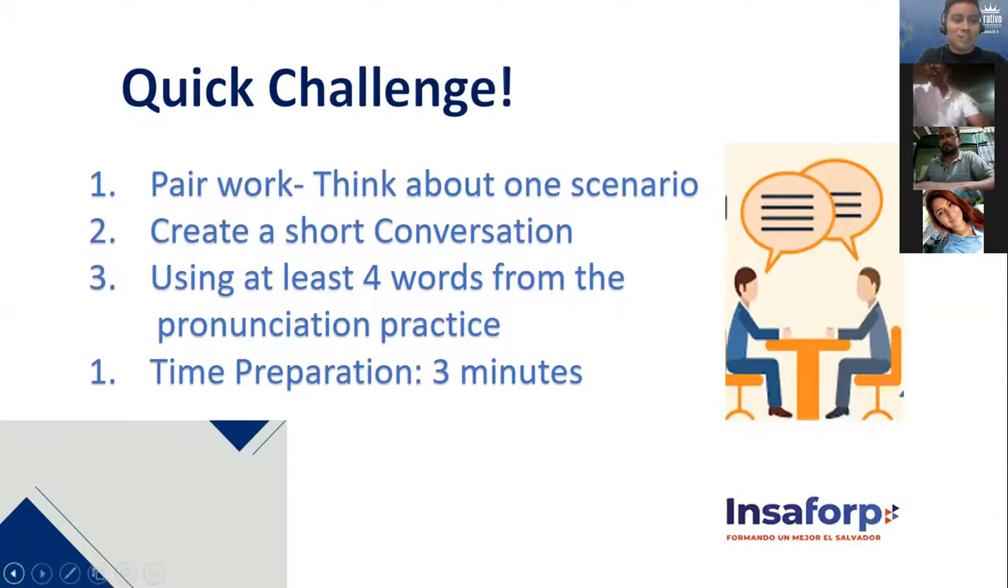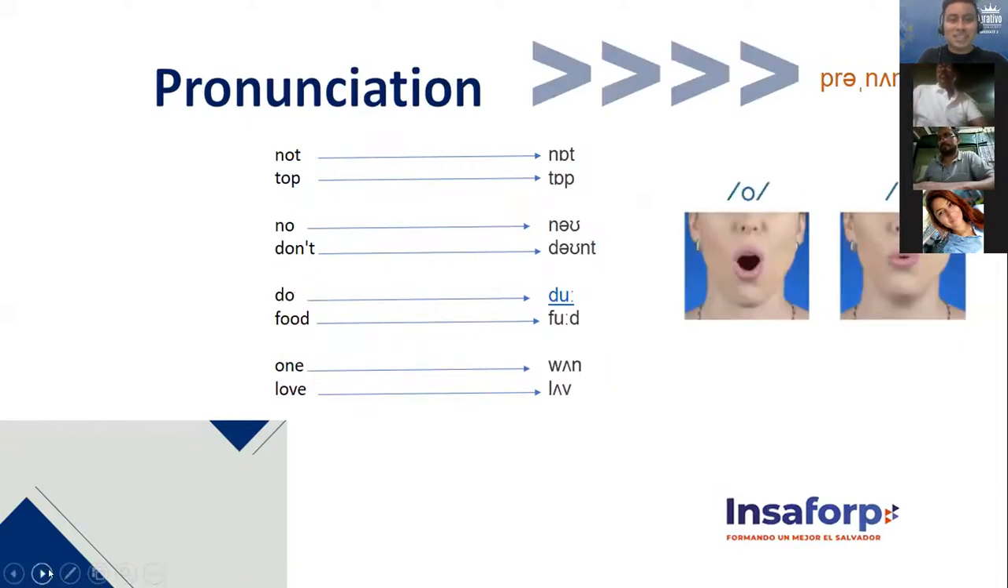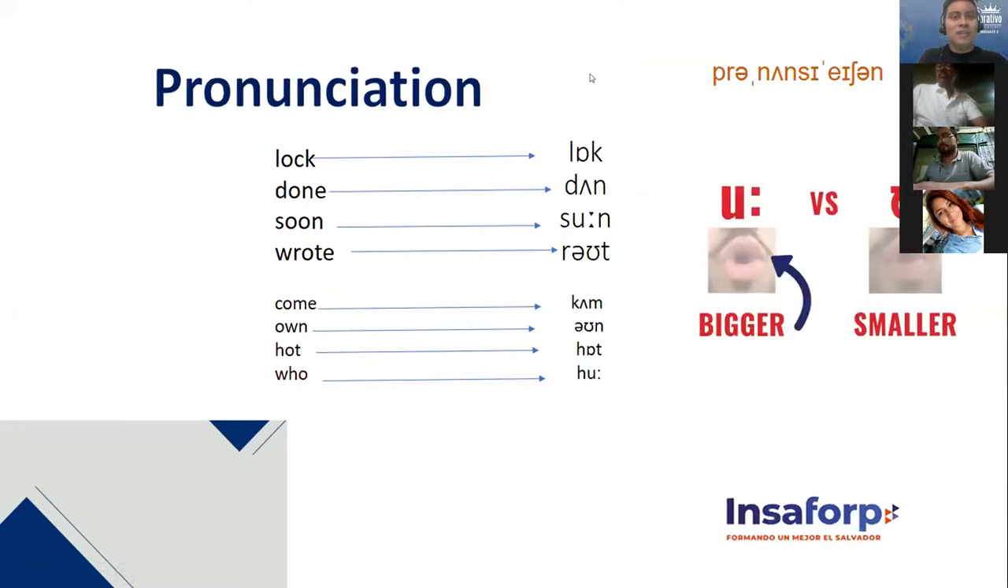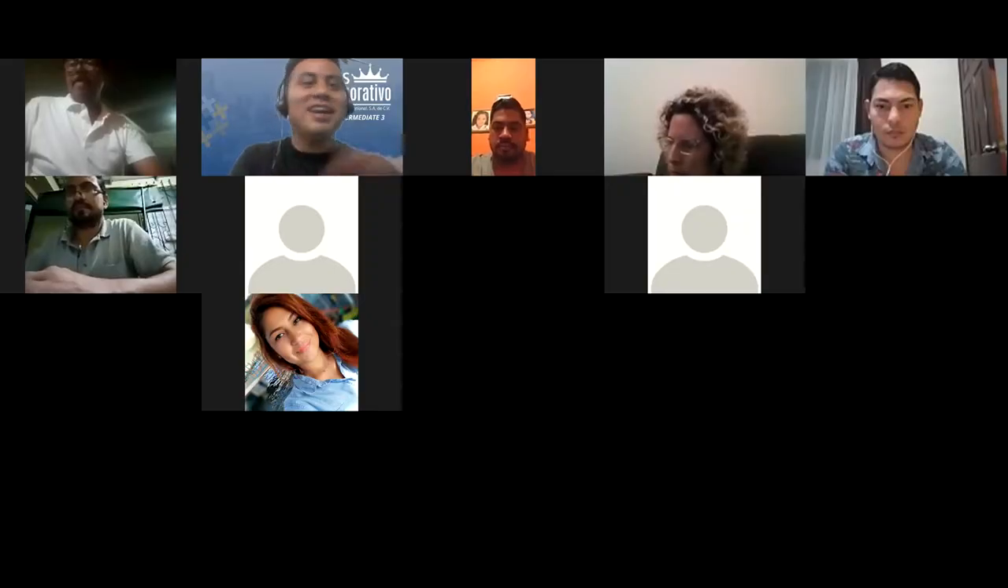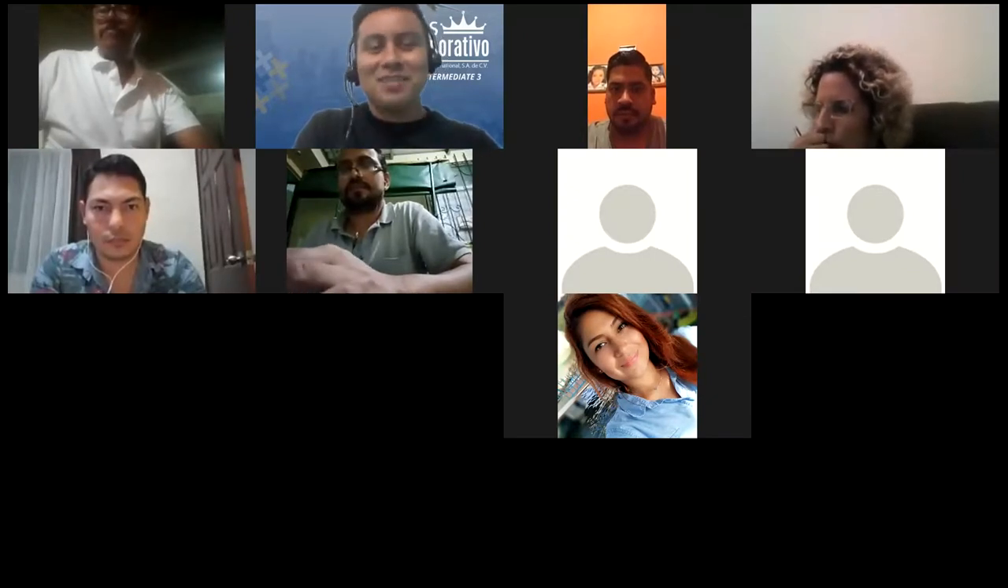So from these, choose only 4 or maybe more and use them in a conversation, however you name it. I'm going to give you 3 minutes. In case you have no partner in your room, please come back to the main session. I'm going to send you in pairs to create this conversation, okay? So take advantage of the time, improvise it.